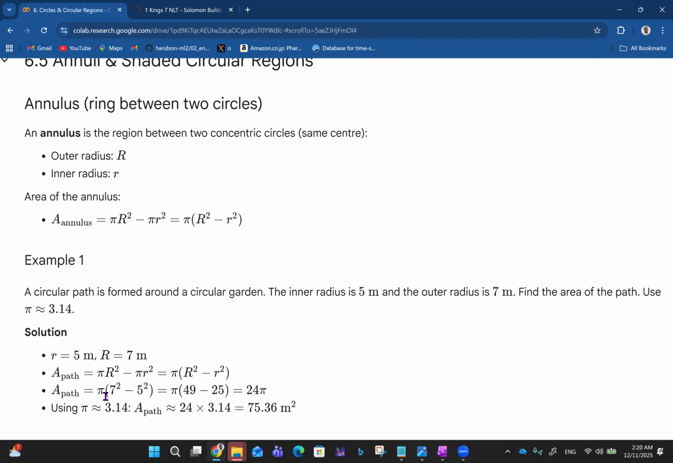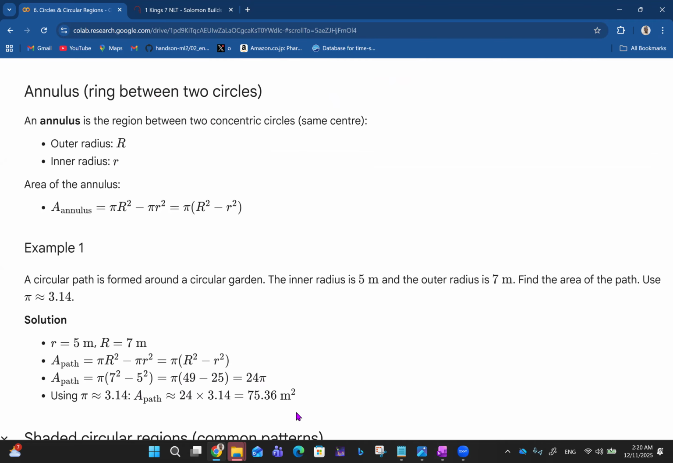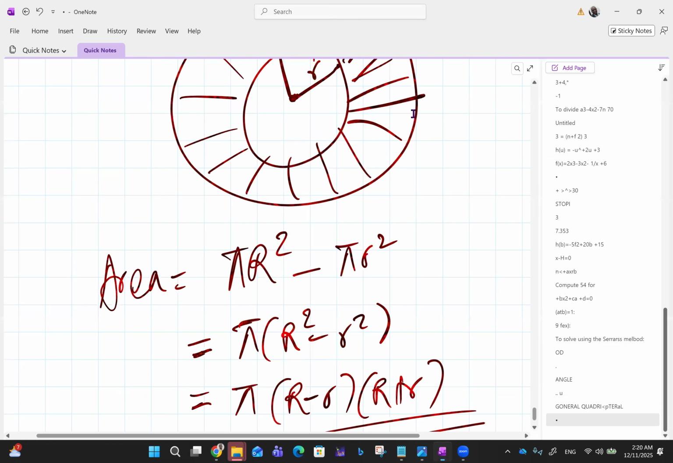So the area of the path is pi into 7 squared minus 5 squared. That's pi into 49 minus 25, since 7 squared is 49 and 5 squared is 25. So 49 minus 25 is 24. The area of the path is 24 pi. If you want to approximate, the area of the path is approximately 24 times 3.14, which is 75.36 meters squared. So that's dealing with an annulus, a ring between two circles, as shown by this region I've shaded right here.